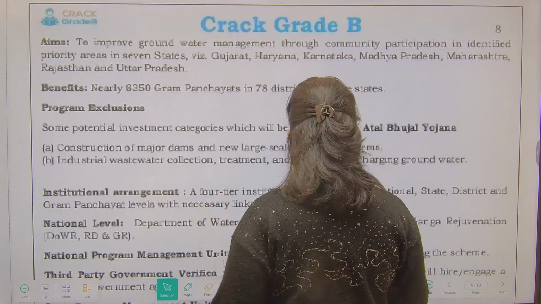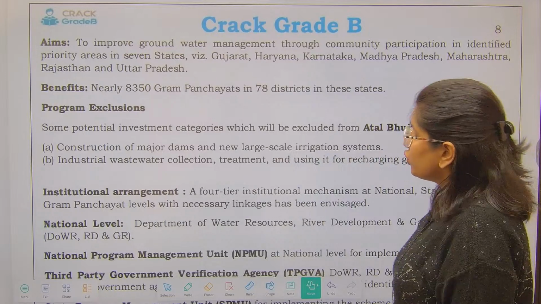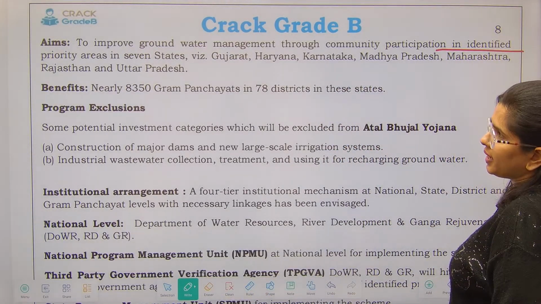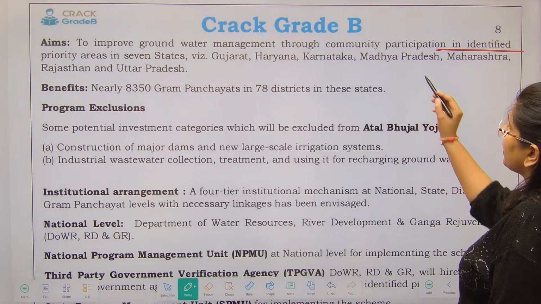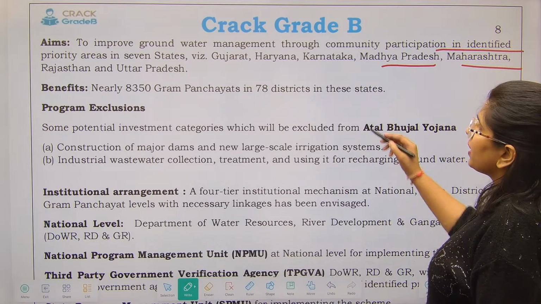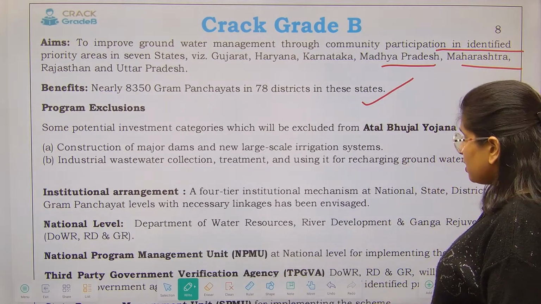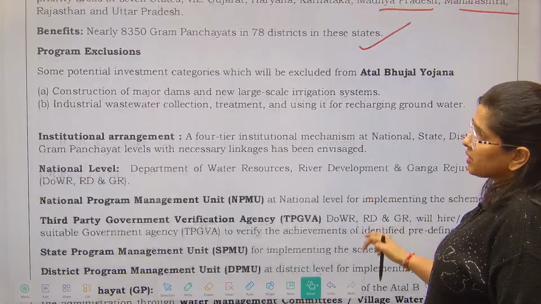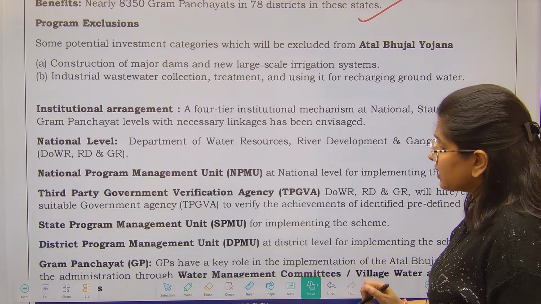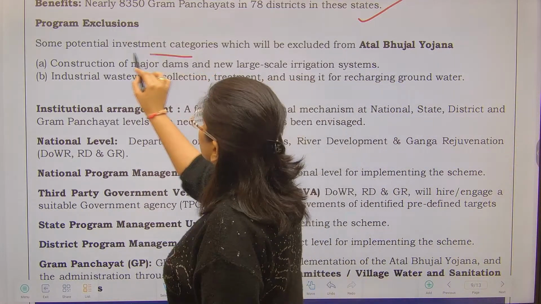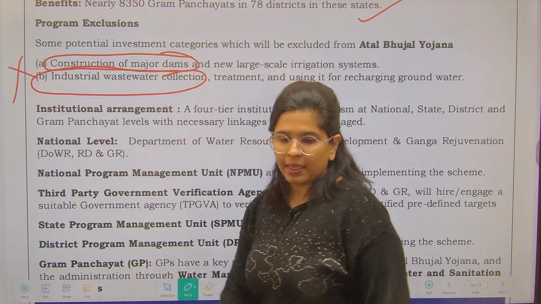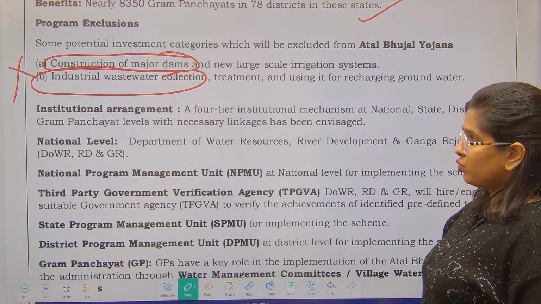Next thing, see, to improve the groundwater management through community participation in identified priority areas in the 7 states, that is Gujarat, Haryana, Karnataka, MP, Maharashtra, Rajasthan and UP. It benefits nearly 8,350 gram panchayats. Now what are the program exclusions? It does not talk about major dams, it does not talk about industrial waste collection. So these are the exclusions, these are the things where it is not focusing. ठीक है, यहाँ ये focus नहीं कर रहा है. So these are the scheme exclusions.